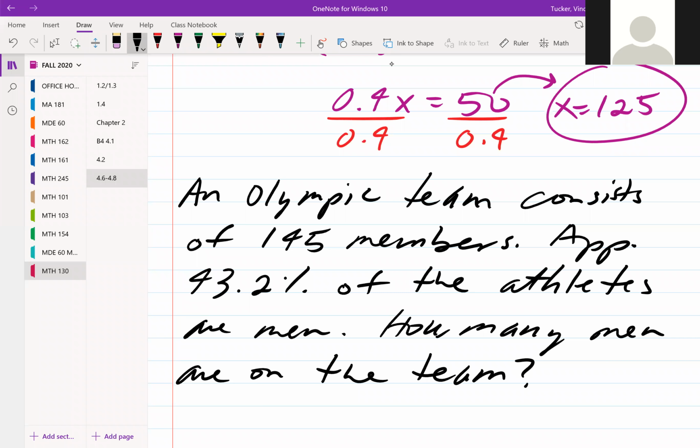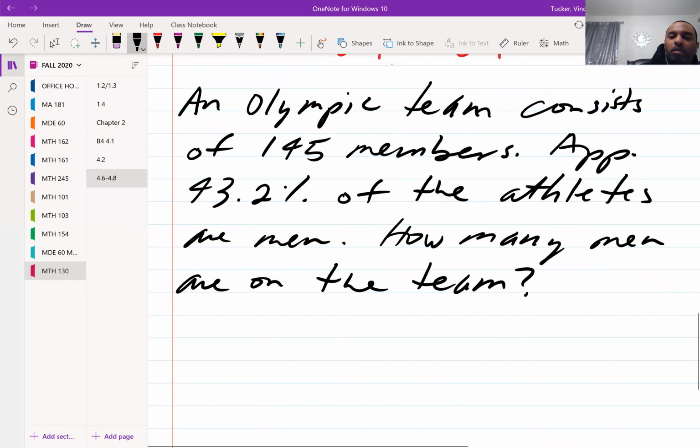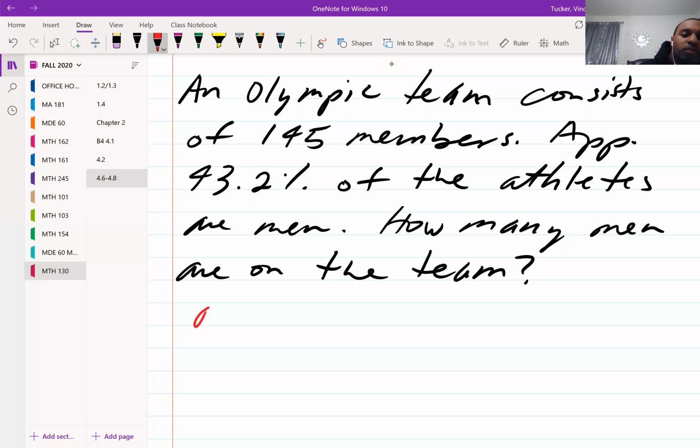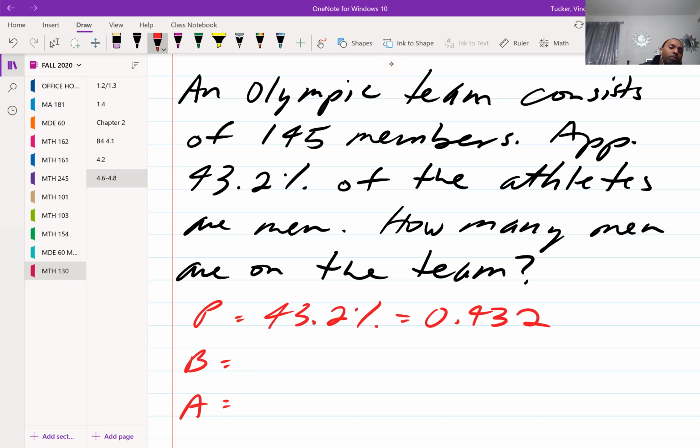All right, so an Olympic team consists of 145 members. Approximately 43.2% of the athletes are men. How many men are on the team? Once again, looking at P, B, and A. Our percentage, 43.2, convert that to a decimal, 0.432. All we did was move the decimal 2 places to the left.